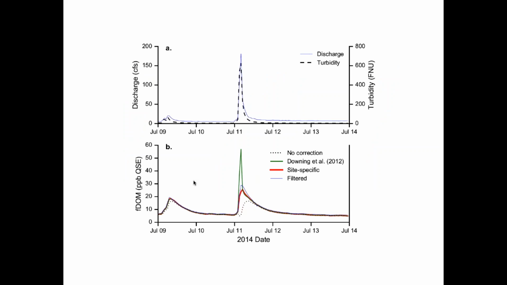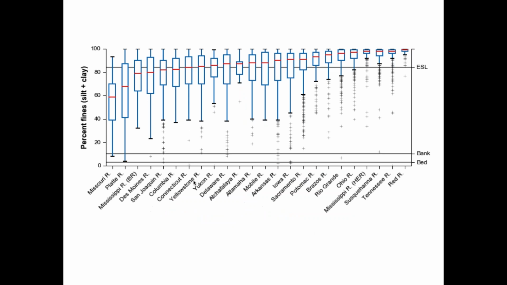The filtered value is the blue. When we use our site-specific correction in the red, we come pretty close to that. If we had used the Downing, we would have overestimated by quite a bit. And the dotted line is the raw value. So definitely need to do some correction.